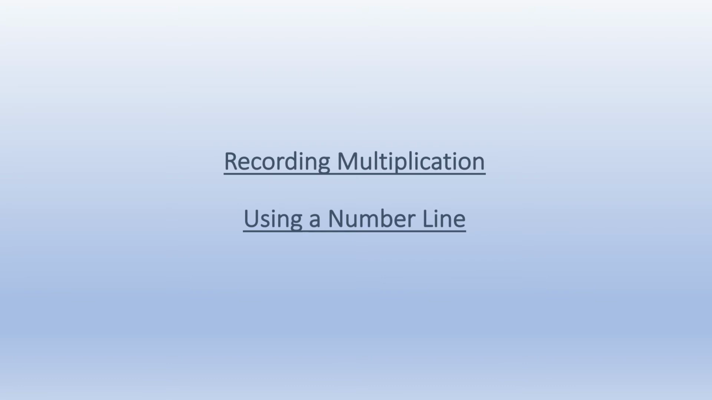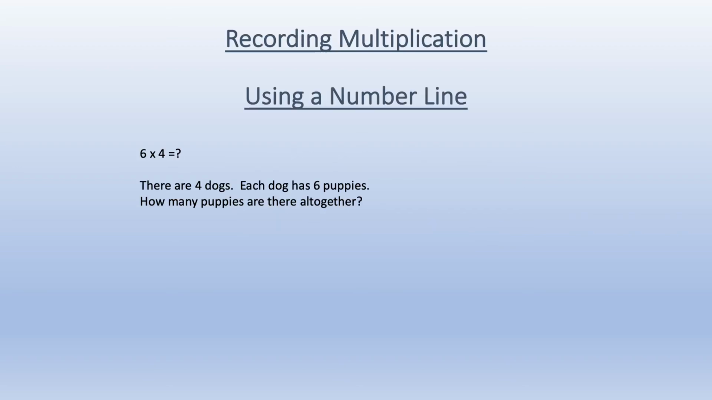Children in Key Stage 1 are also introduced to multiplication using a number line. With this example, I've given you 6 times 4, and let's put this one into context again. There are 4 dogs, each dog has 6 puppies, how many puppies are there altogether? So we can draw an empty number line and count on in equal steps, recording each jump.